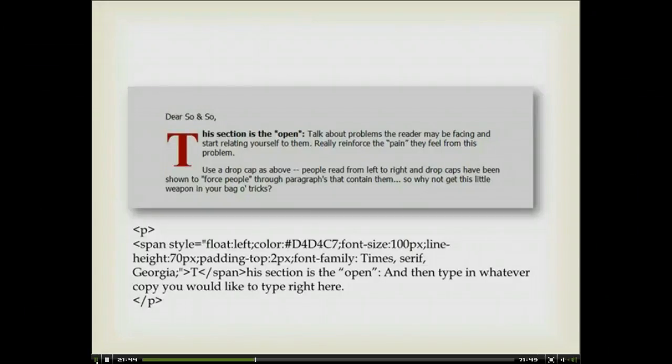So you could put these all the way through. If you've got a really important paragraph that you want that reader to read, you could put that drop cap to capture their attention and to get them to read that. So why not get this little weapon in your bag of tricks and use it? It does work. A lot of people really don't mess with them, but they do work.